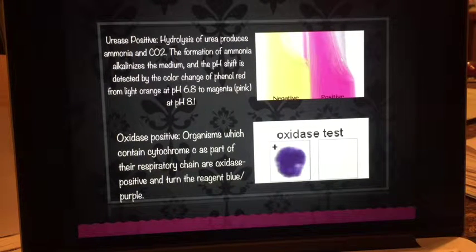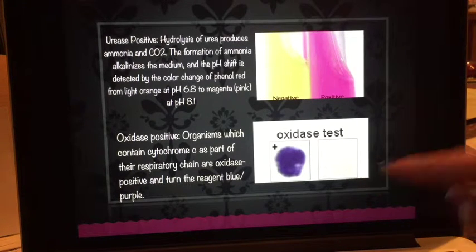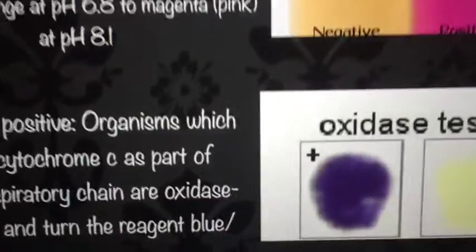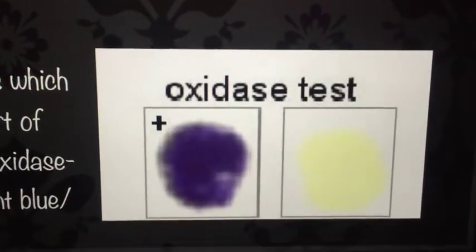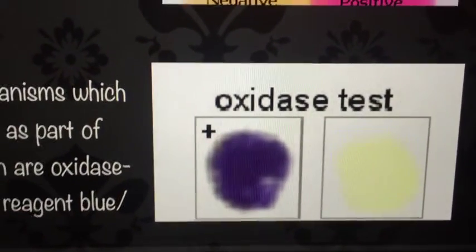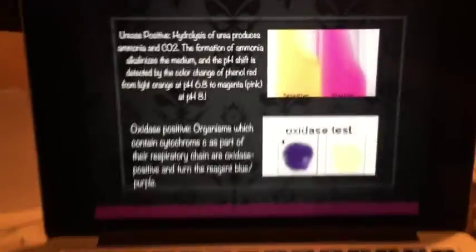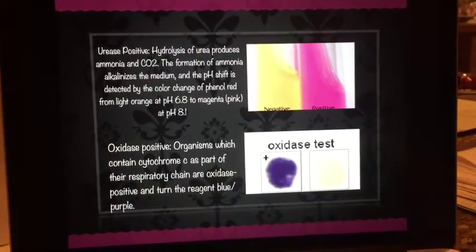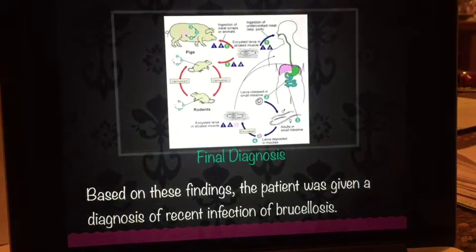And then the bottom picture here is the oxidase reaction. Brucella is oxidase positive, and organisms which contain cytochrome C as part of their respiratory chain are oxidase positive, and they turn the reagent a blue-purple color. You can't hardly see here. I'm going to move the camera again to get closer. Now you can see that there is a yellow spot there, and that the reaction is taking it to a positive with that purplish color. So I'll move our camera back, and let's go to our next slide.